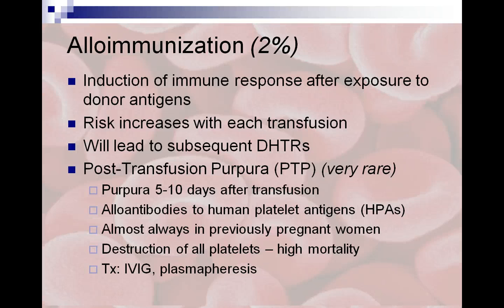One very specific type of alloimmunization is the post-transfusion purpura, which is very rare. These people develop purpura 5 to 10 days after transfusion, and this is due to alloantibodies to human platelet antigens. We almost always see this in women who were previously pregnant, and actually they will destroy not just certain platelets, but all human platelets. So this is associated, as you can imagine, with very high mortality, and the treatment is with IVIG or plasmapheresis to attenuate this autoimmune response, or this alloimmune response.